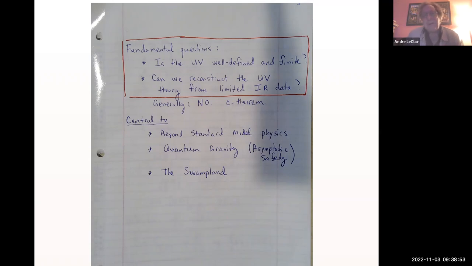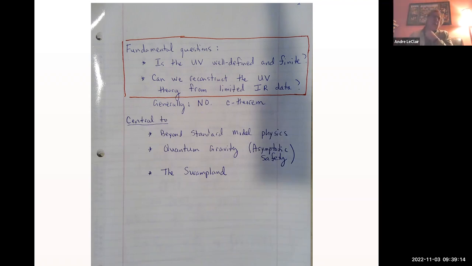Suppose you have not so much data. Suppose you have a spectrum in the infrared. That's what we have, right? We know the spectrum of the standard model in the infrared. So we know a spectrum. Is that enough information to reconstruct the ultraviolet theory?